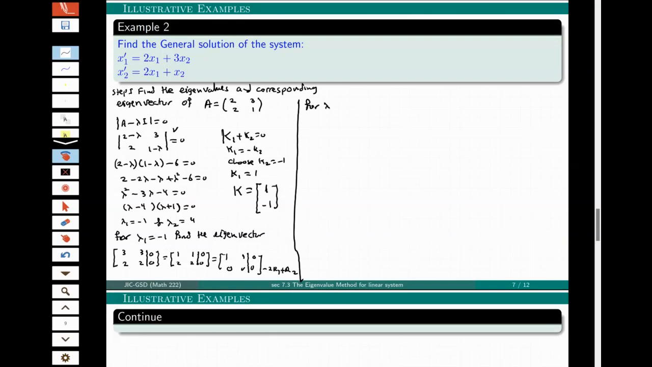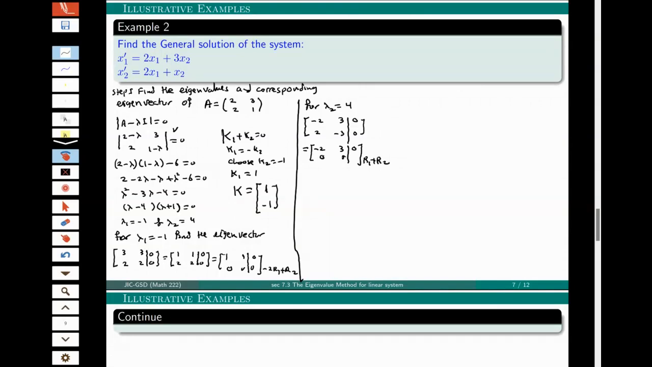We do the same for lambda 2, which is equal to 4, so we will solve for the eigenvector. 2 minus 4 is minus 2, 3, and the right hand side is 0, that is 2, 1 minus 4, it will be minus 3, and that is 0. Now, by the way, immediately here, I can say this is equal to minus 2, 3, and the right hand side 0. I will just say here R1 plus R2.